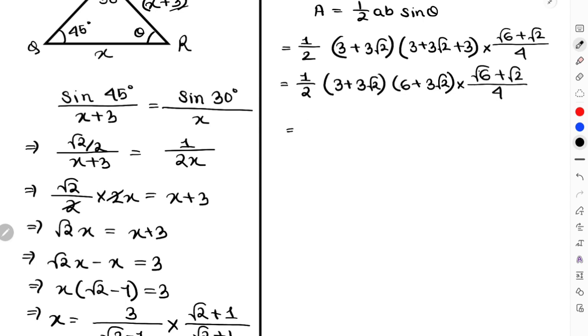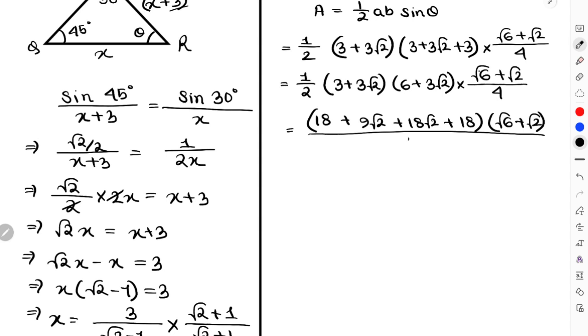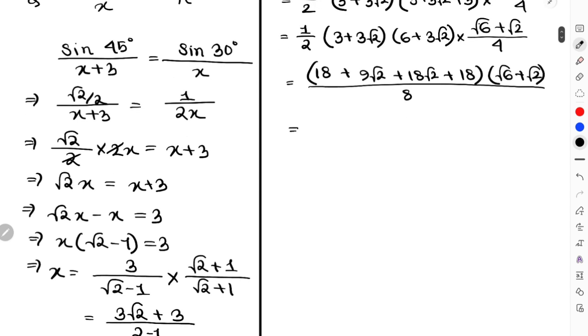If you multiply these two together, 3 into 6 is 18, 3 into this will be 9 root 2, this is 18 root 2, and then 3 root 2, 3 root 2 just turns out to be 9 into 2 is 18. Okay, this entire thing multiplies with root 6 plus root 2 and eventually divides with 8. Finally over here in the numerator you have 18 plus 18 is 36, plus 9 and 18 is 27, right? 27 root 2 eventually multiplied with root 6 plus root 2 divided by 8.